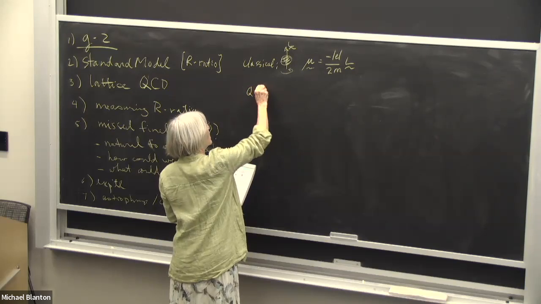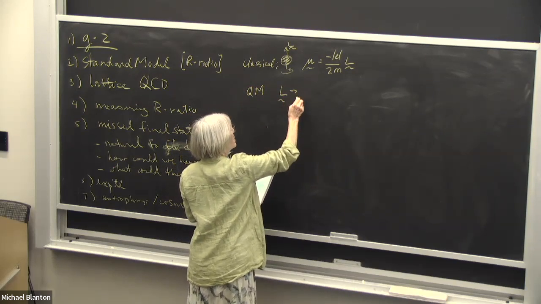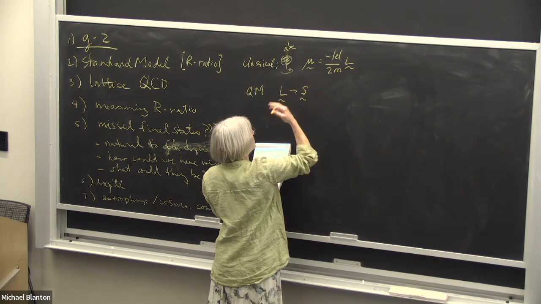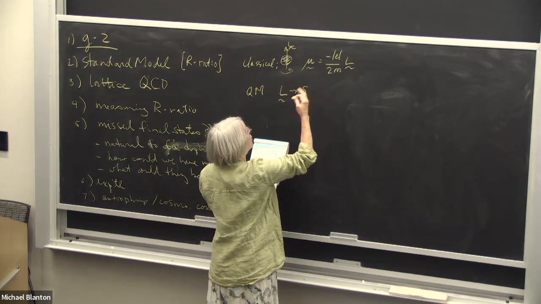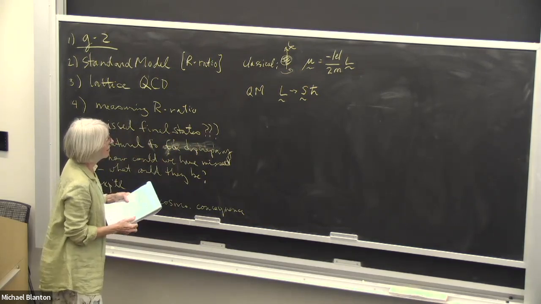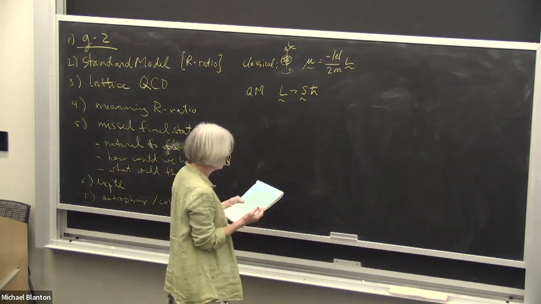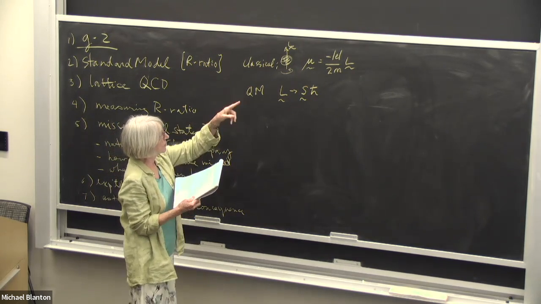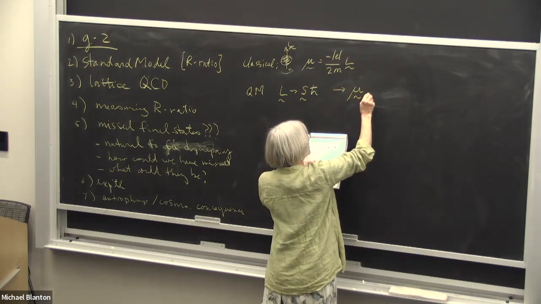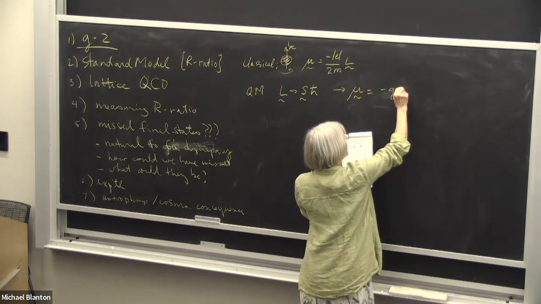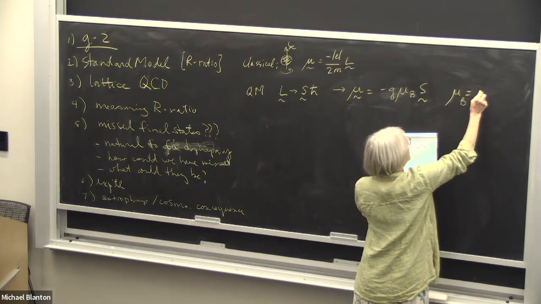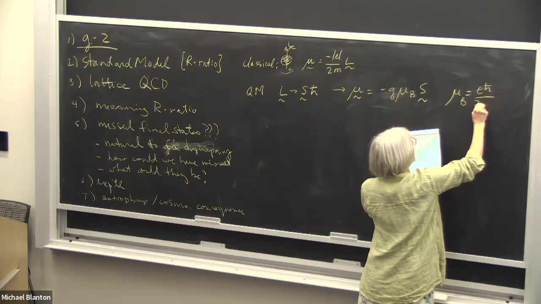So in quantum mechanics, because L becomes a spin, in the case of a point particle, an elementary particle like the electron or the muon, the angular momentum is the spin angular momentum. The fundamental magnetic moment is associated with the spin angular momentum and is quantized. And so that means that the relevant mu is minus g times mu_B s, and mu_B, the B stands for Bohr, is e h-bar over 2m.